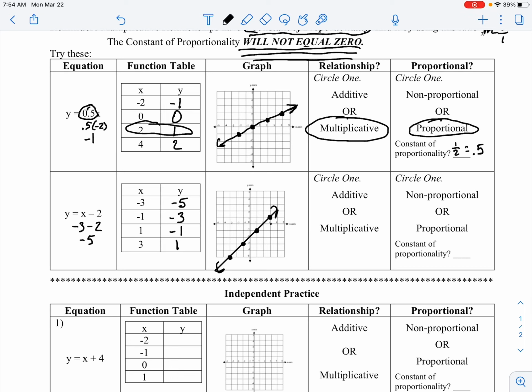Now, is it additive or multiplicative? Well, does it go through the origin? No, it looks like this line is a couple down from the origin, right? So this is going to be additive. And since it is an additive relationship, it can never be proportional. So this is non-proportional, and if it is non-proportional, it will not have a constant of proportionality. Alrighty, so we had two examples, one for multiplicative, one for additive.